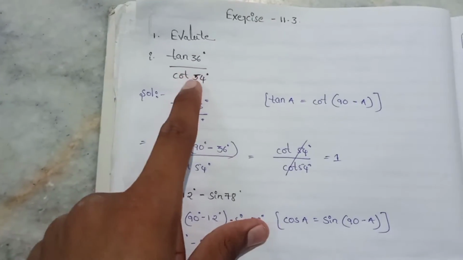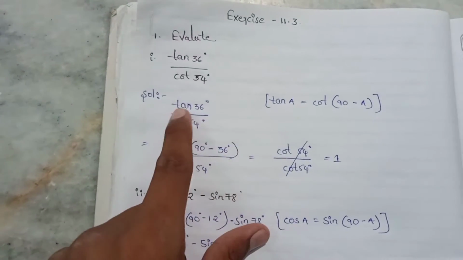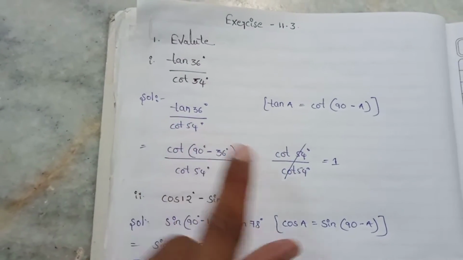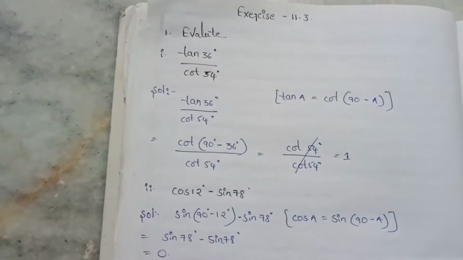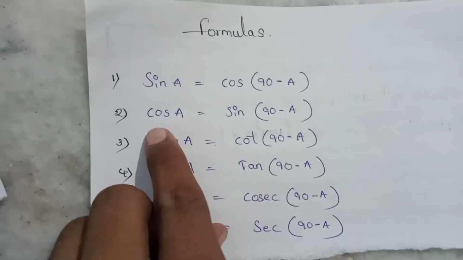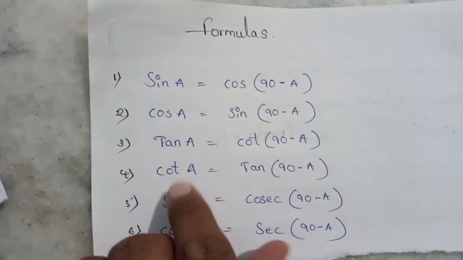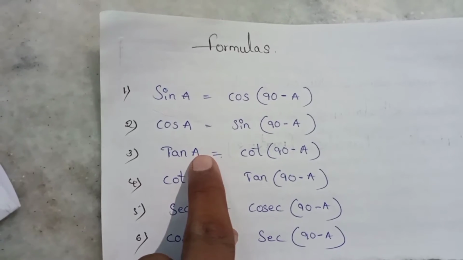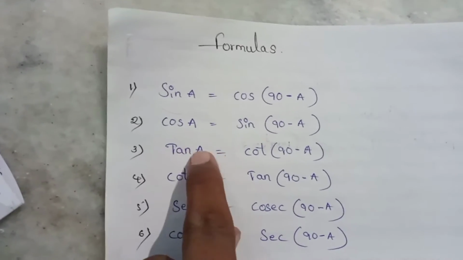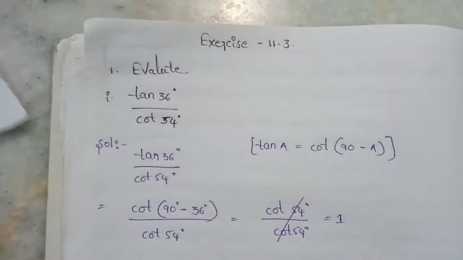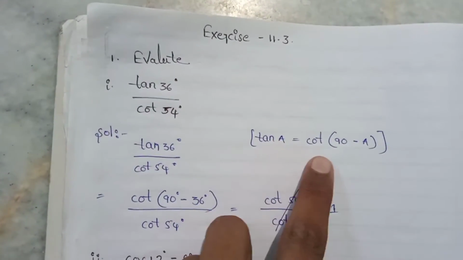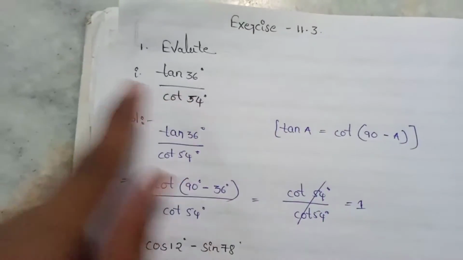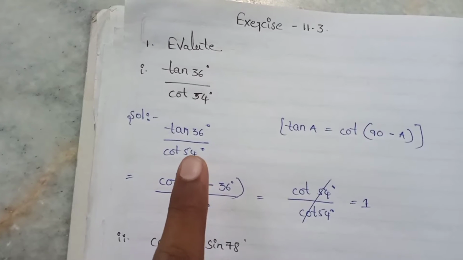Tan 36 degrees by cot 54 degrees. First of all, we have to write only one type. Tan 36 degrees means A angle. Here, this formula, see here: tan A is equal to cot 90 minus A. Only we have to change one term.